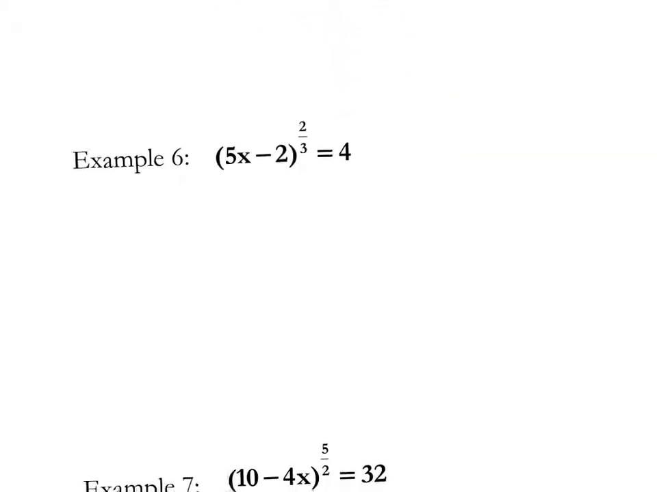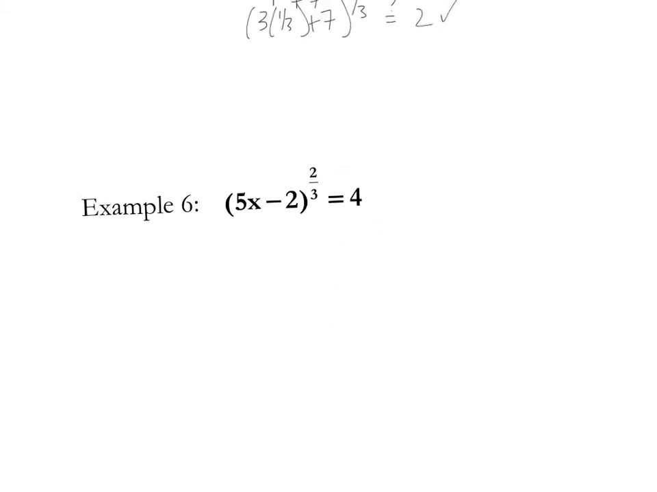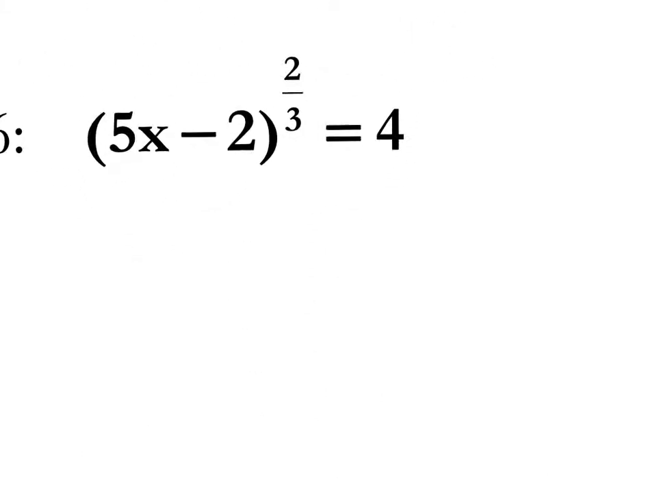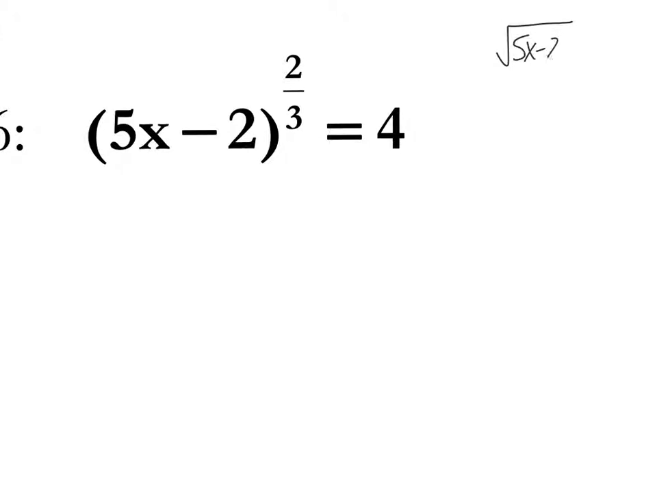Let's see, number 6, let's attack this one. So same thing here. Maybe if you think better in radicals, you could change this one. You don't have to. But again, remember that what this means is if I put this into a radical, 5x minus 2, top number goes inside, bottom number goes out front. This is what we're talking about here. And so what would we do first? I would cube both sides to get rid of the index, to get rid of the bottom number, to get rid of the radical.